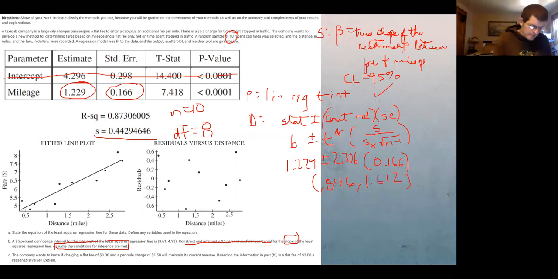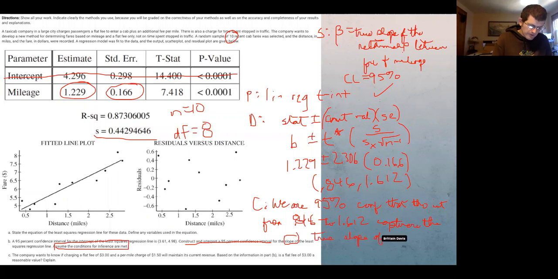Of course, we can conclude this. We are 95% confident that the interval from 0.846 to 1.612 captures the true slope of the relationship between cab fares and mileage. There we are.